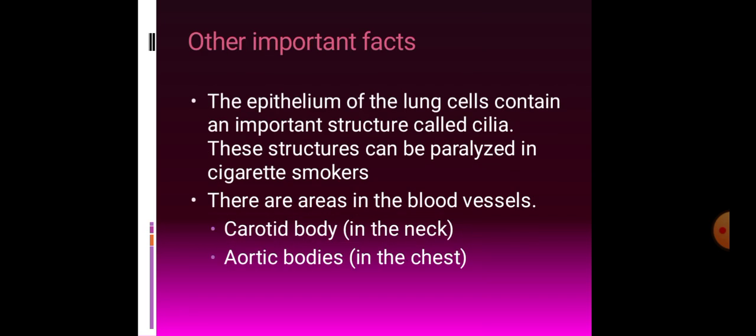The next important fact about the lungs is that the epithelium of the lung cells contains an important structure called cilia. We have already discussed that these structures can be paralyzed in cigarette smokers. There are areas in blood vessels called the carotid body, in the neck region. In the chest region, the blood vessels have the aortic bodies. Then that's all about the respiratory system. Okay, thank you.